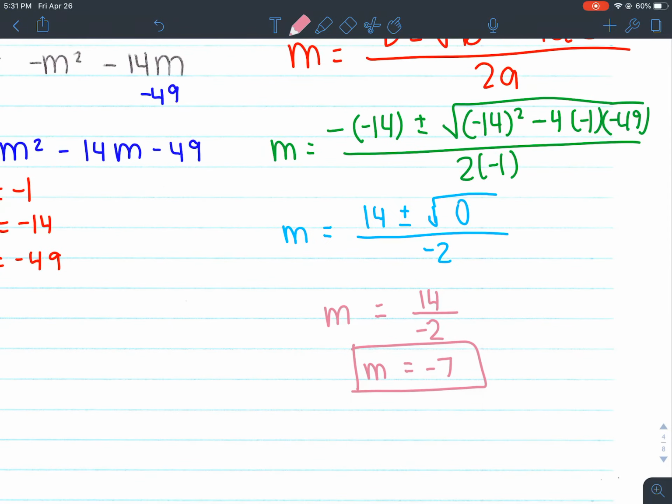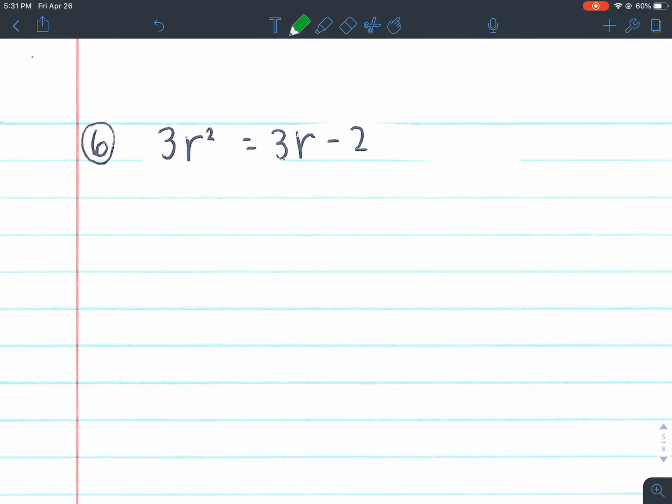Lastly, number 6, and I promise this is the last one. Again, you want everything to equal, one side to equal 0, so I am going to move the 3r squared over, just because it's the easiest thing to do. If you want to move the 3r and the negative 2 over, that is perfectly fine too. And then going to move it into standard form, just so that I don't mistakenly mark something as A, B, or C when it's actually not. Okay. A equals negative 3, B equals 3, C equals negative 2.